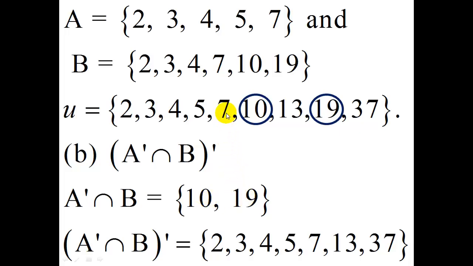So all the other elements that do not belong to A complement intersection B are the members of the set A complement intersection B complement. So we have 2, 3, 4, 5, 7, 13, and 37. And that is how come A complement intersection B complement is equal to 2, 3, 4, 5, 7, 13, and 37. That is, elements that belong to the universal set U but do not belong to A complement intersection B, that is 10, 19. And the elements are 2, 3, 4, 5, 7, 13, and 37.